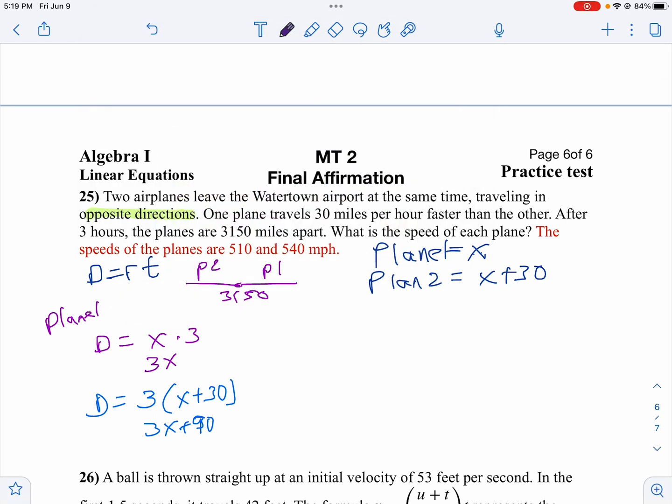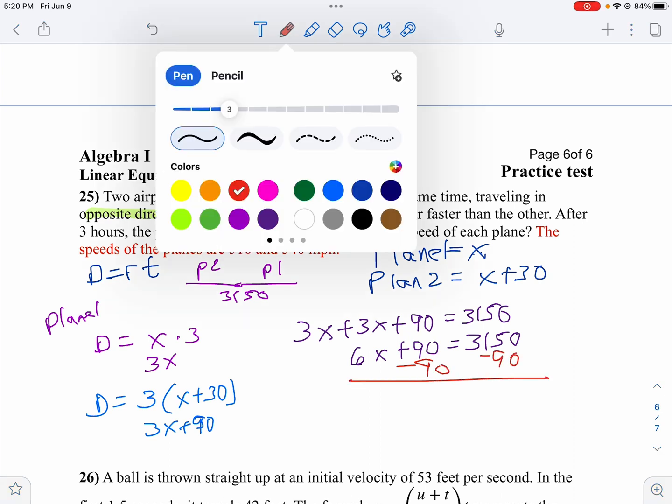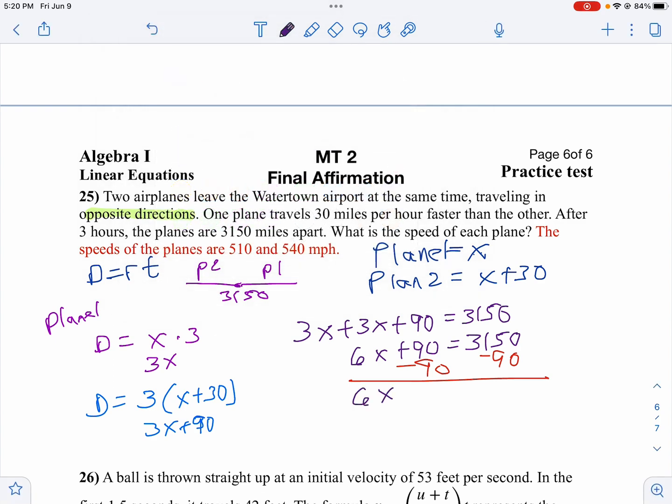I'm going to say 3x plus 3x plus 90 equals 3150. Well, 3x plus 3x is 6x, plus 90 equals 3150. Well, let's subtract 90 from both sides. So 6x is going to be 2160, right? Then I'll divide both sides by 6.